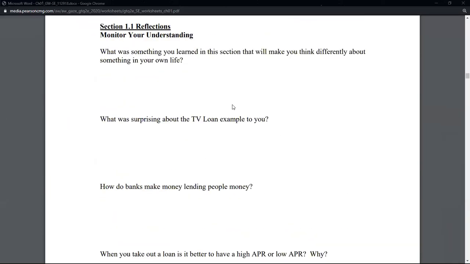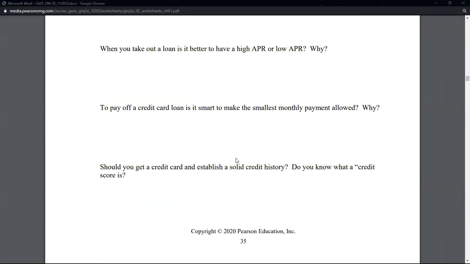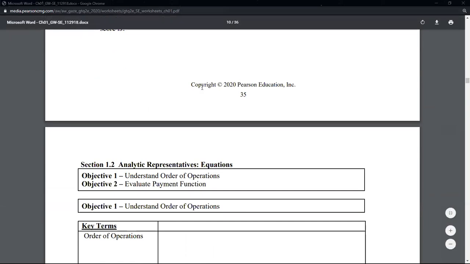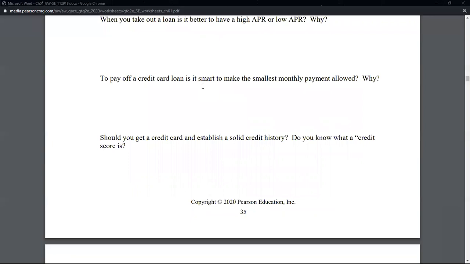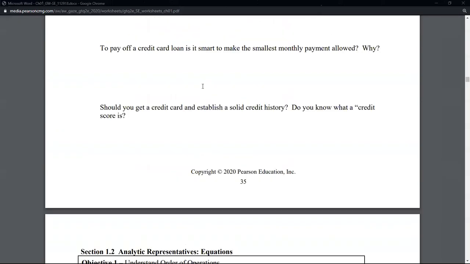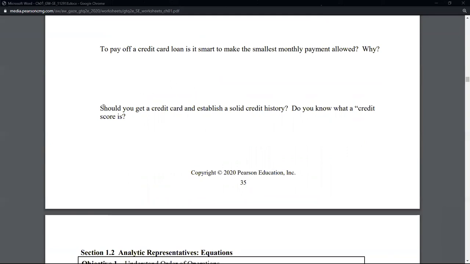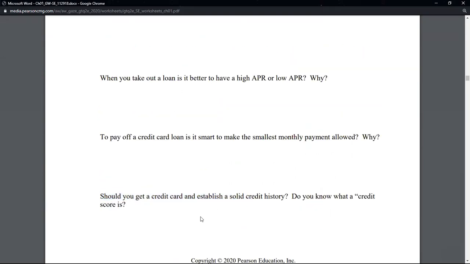And then there's some reflection questions that you can answer. This is not part of, remember, like I said, if you have to, I'll make it an assignment in a discussion board. This one right here, should you get a credit card and establish a solid credit history, do you know what a credit score is? So these are just some basic credit card questions.